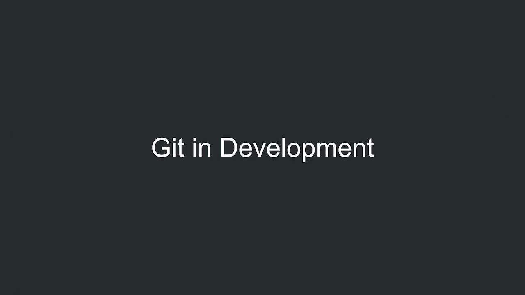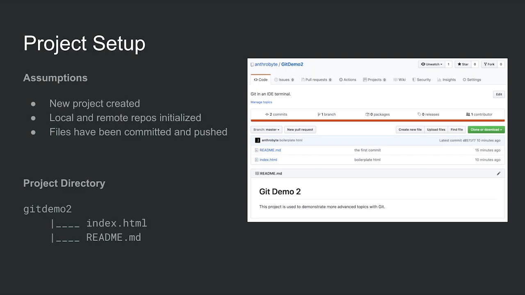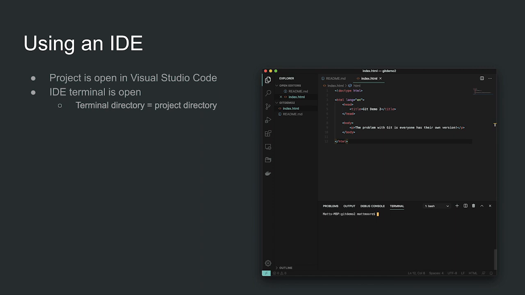So now that we have a little bit of a foundation for what we're doing, let's talk about Git in our development environment. So to illustrate some of the points that I have lined up, I've already set up a new project. Local and remote repositories have been initialized, and some of the files have already been committed and pushed. So if we look at this new project directory that I'm working from, Git Demo 2, we have 2 files, index and readme. So for the rest of this workshop, I'll be using an IDE. I'll be using Visual Studio Code. However, if you decide that you'd like to use another IDE, that's fine, as long as you have a terminal open and that terminal directory is the same as your project directory.